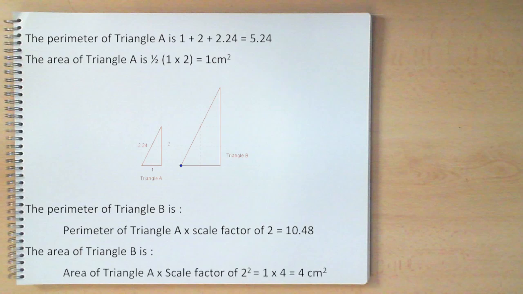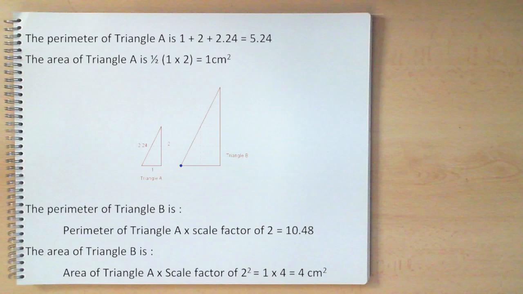So the area scale factor is 2 squared. So if we take the area of triangle A times the area scale factor and multiply them together, we will get our answer for the area of triangle B. So that is 1 times 2 squared, which is 4. So 1 times 4 is equal to 4 centimetres squared for the area of the larger triangle.